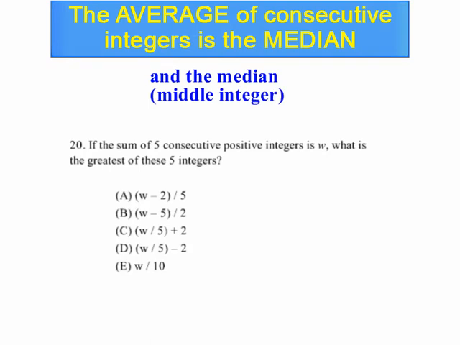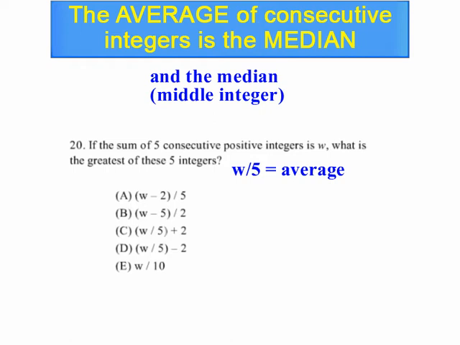That means it's the midpoint. Half the values are above it, half the values are below it. So we can easily calculate the value of the median. In this case, if our total is W and we have 5 consecutive integers, W over 5 would be the average. Okay, they're 5 consecutive integers.